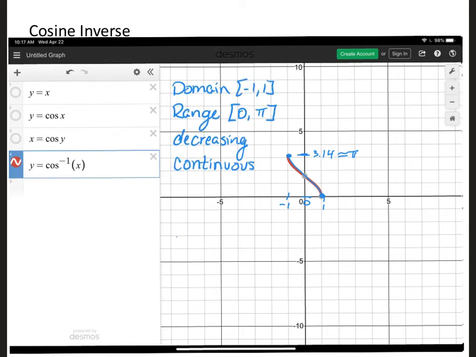This graph also has some key identifying points as well. It has an x-intercept, a y-intercept, an absolute maximum, and an absolute minimum value. So I think that's worth writing down too. Okay, so the y-intercept is at (0, 1). The x-intercept is at (1, 0), and this point is the absolute minimum on the graph. And then the absolute maximum point is at (-1, pi).